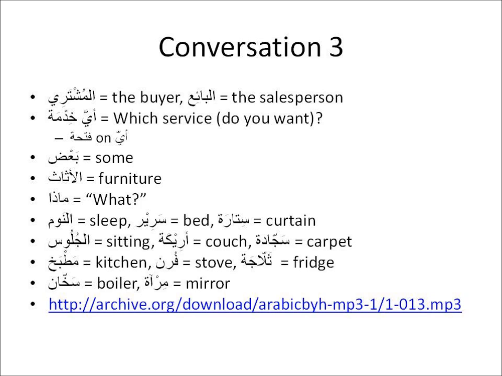Ghurfatin julus. Julus is sitting. So ghurfatin julus is the sitting room or the living room. And arika, the couch, and the plural for arika is ara'ik. You might have heard that word in the Quran before. Sajjada is either a carpet or a prayer rug. And then matbakh is the kitchen. So what do you want for the kitchen? He said, I want a furn and thallaja. Furn is a stove and thallaja is a fridge.